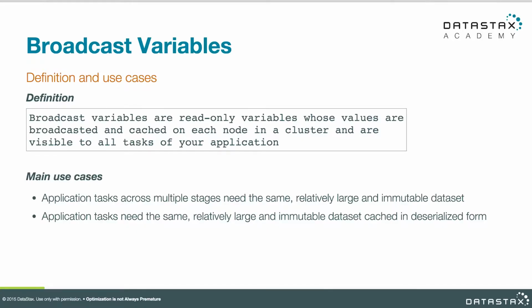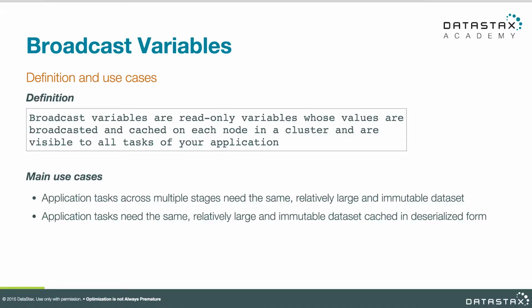Broadcast variables are read-only variables whose values are broadcasted and cached on each node in a cluster and are visible to all tasks of an application. Now, when I say read-only, I mean they are read-only with respect to tasks, with respect to the computation that's going on in the Spark cluster. Of course, they're not read-only from the perspective of the driver. The driver is able to change them.